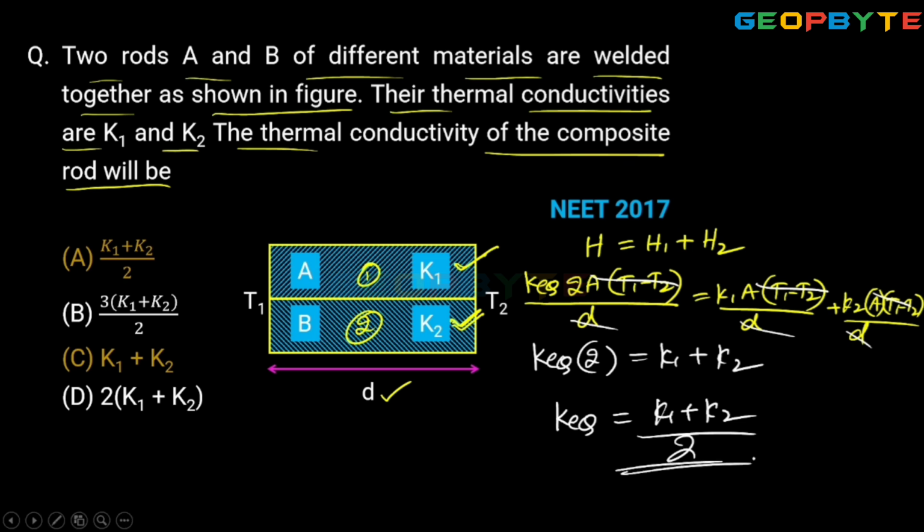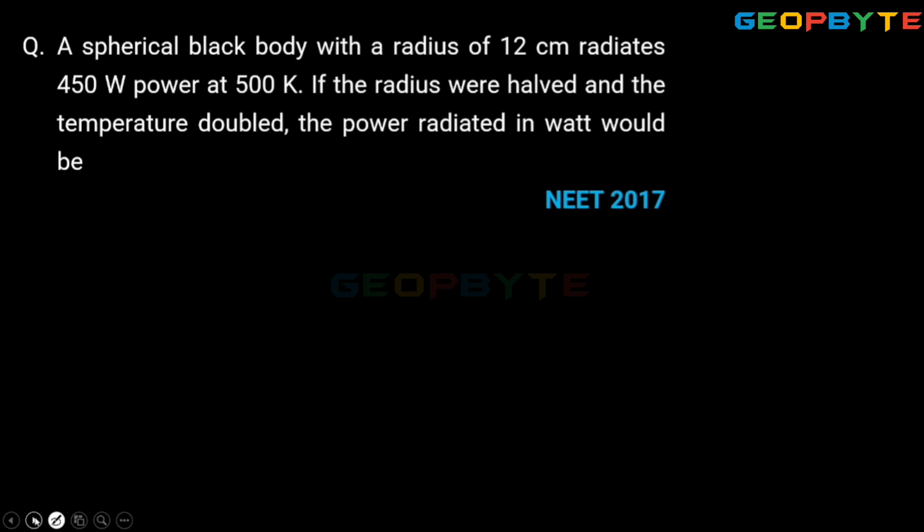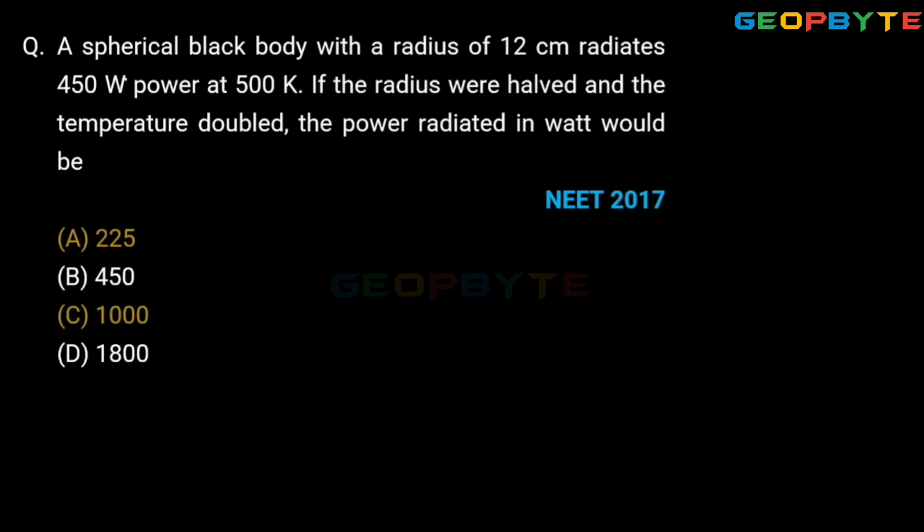Look at option A. Option A itself is absolutely correct. Understood clearly? Yes. Similarly, look at another important problem. It asks: a spherical black body with a radius of 12 centimeters radiates 450 watts of power at 500 Kelvin.